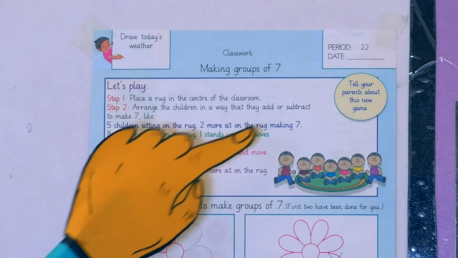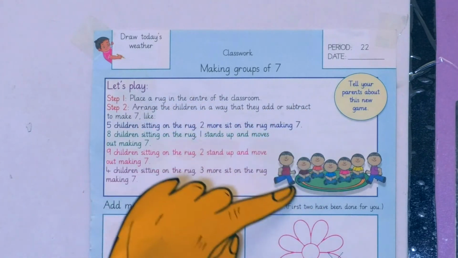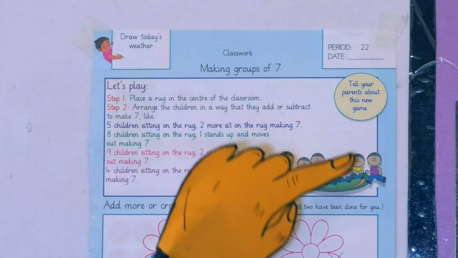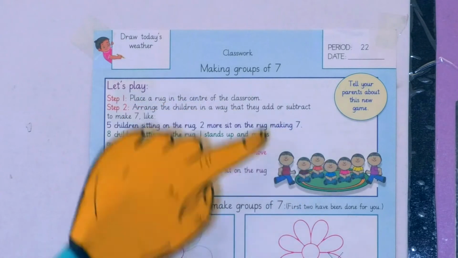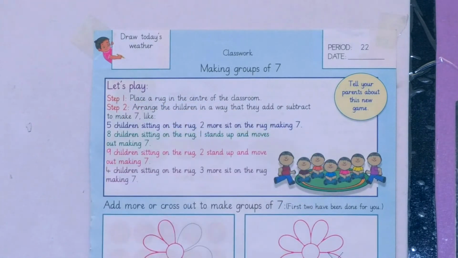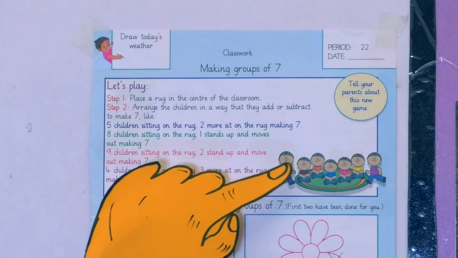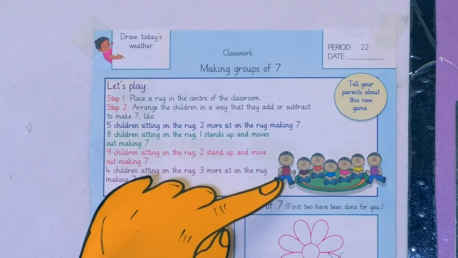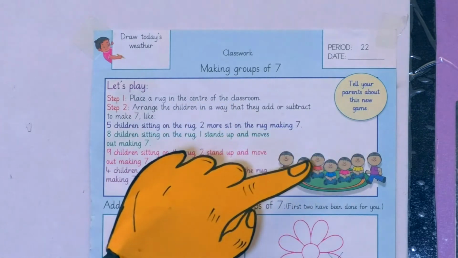And if you have 10 friends, they all can't sit on this rug, because you have to make a group of only 7. 7 children can sit on the rug. Then what will you do? Then 3 children will stand. Your 3 friends will stand up and move to one side. Only 7 will sit on the rug.